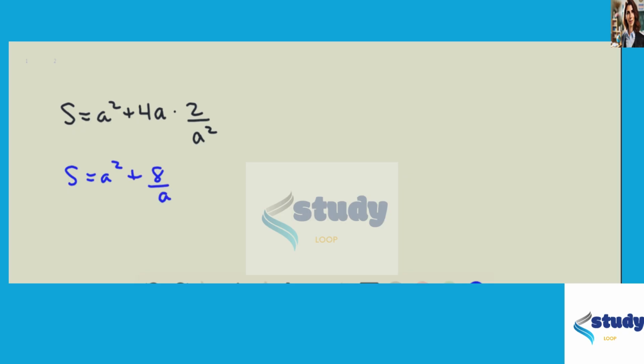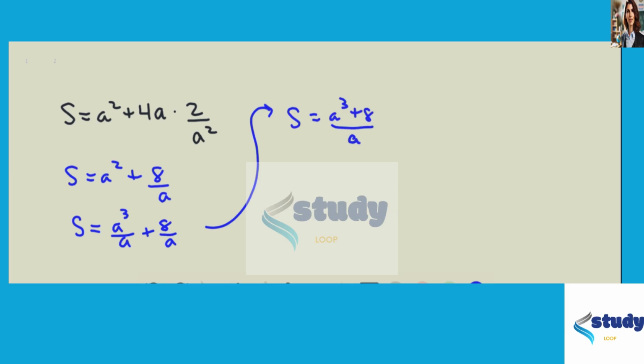Okay, now this would be perfectly fine. However, if you want to keep simplifying and get a common denominator, you can multiply the first term by A over A, and we have A cubed over A plus 8 over A, and that gives us A cubed plus 8 over A. I don't feel strongly that that's necessary. I would be happy to leave it like this, but these are equivalent.